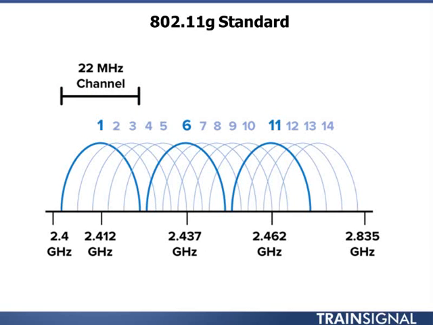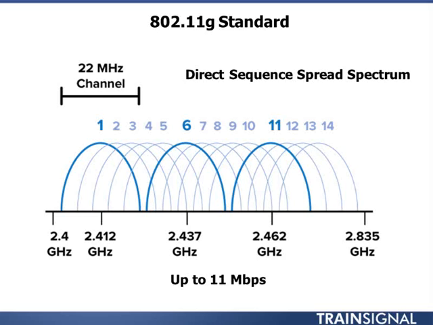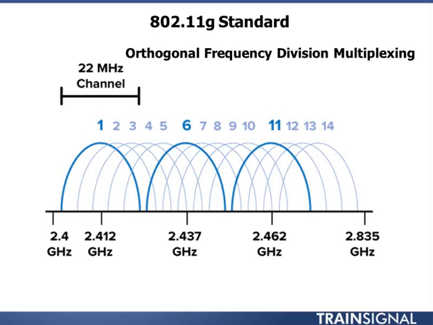Then the 802.11g standard was adopted, which used either direct sequence spread spectrum for up to 11 megabits per second, or it could use orthogonal frequency division multiplexing to get the same speeds that were experienced with 802.11a. And the best part about 802.11g is it was backward compatible with 802.11b. 802.11a and b are not compatible. They use different radios, different frequencies, and so forth.